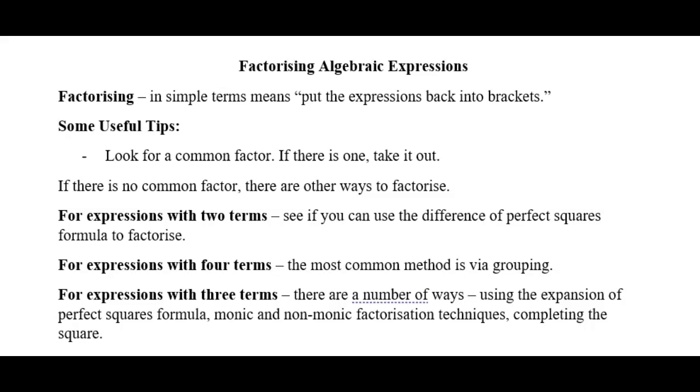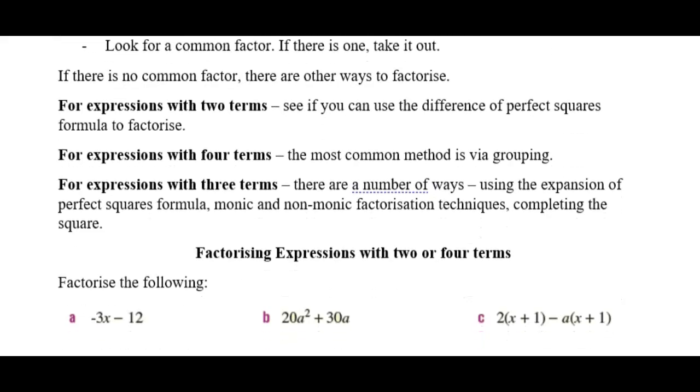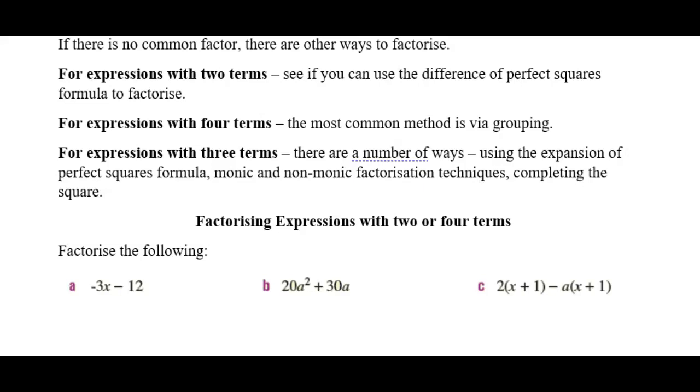Now, in this particular topic, we are going to have a look at factorizing expressions with 2, 3, and 4 terms. This particular lesson is focused on 2 and 4 terms, right? So for expressions with 2 terms, the first preference is to look for the use of the difference of perfect squares formula, right? For those who can't remember that, that's basically your formula where we have 2 brackets in the form a plus b times a minus b, which is equal to a squared minus b squared, right?